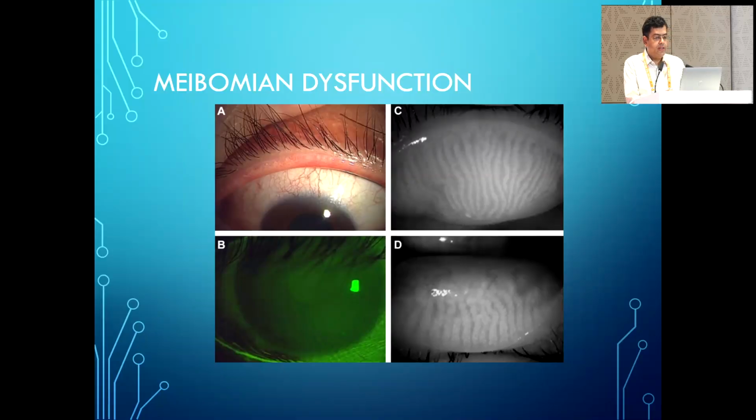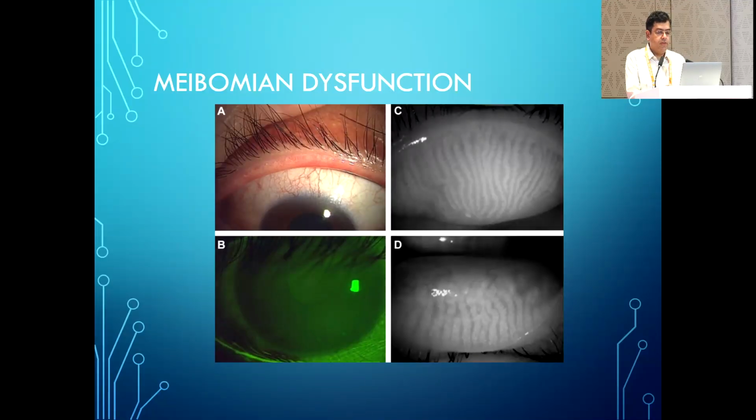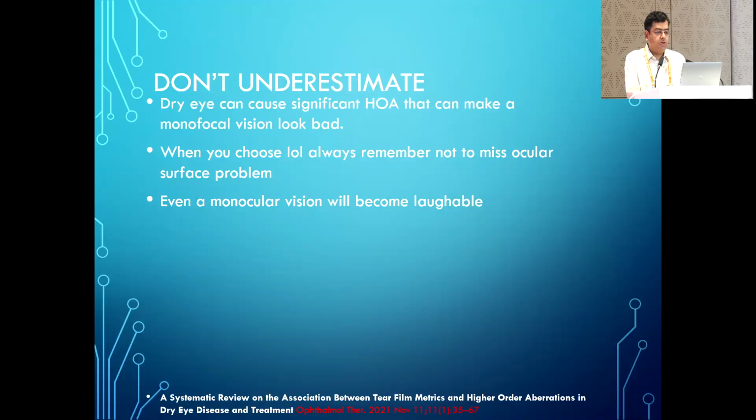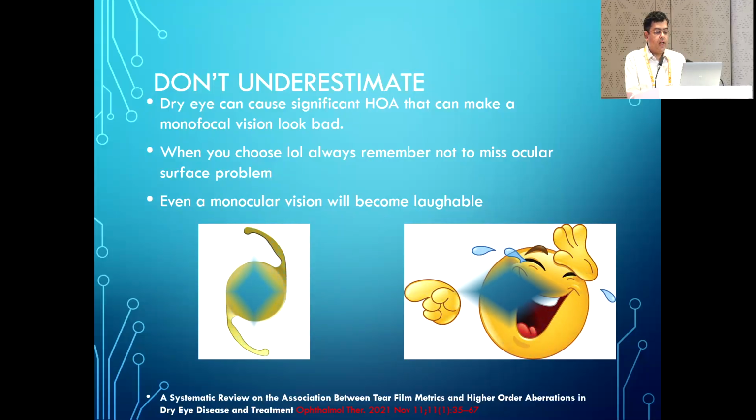The most important thing is, look at the meibomian gland, if possible evert the eyelid, because most of the patients whom we are operating are elderly patients, and meibomian gland dysfunction is very common in our population. So don't underestimate, if you use even a normal intraocular lens, the significant amount of higher order aberration created by the changes in tear film can make a monofocal lens laughable.